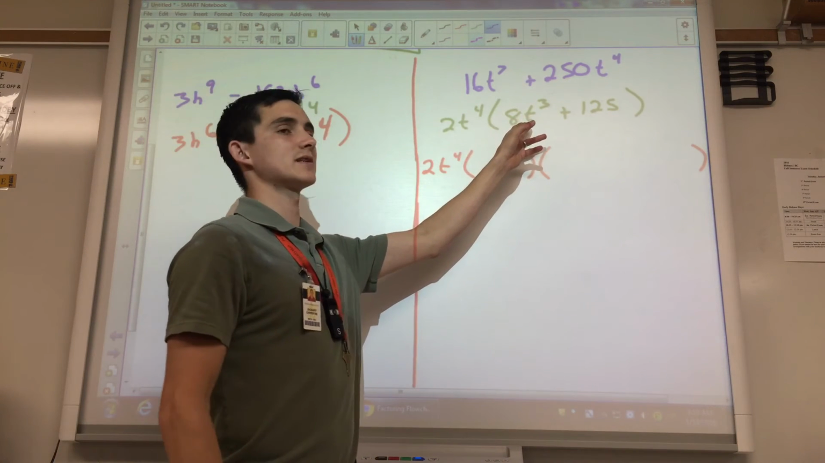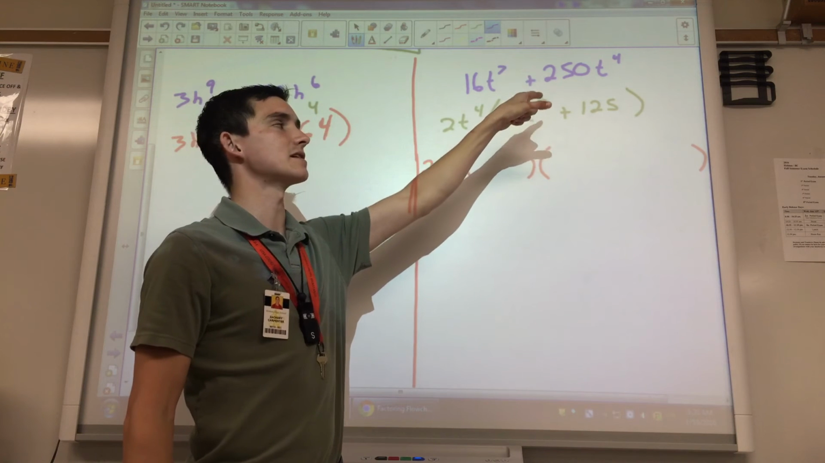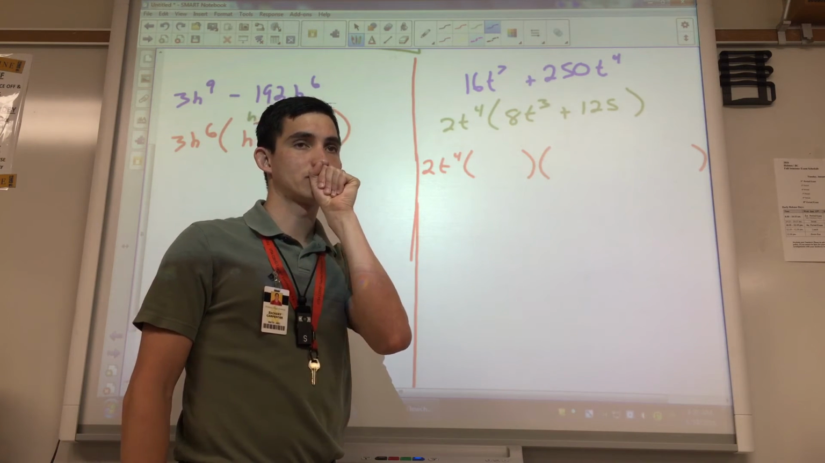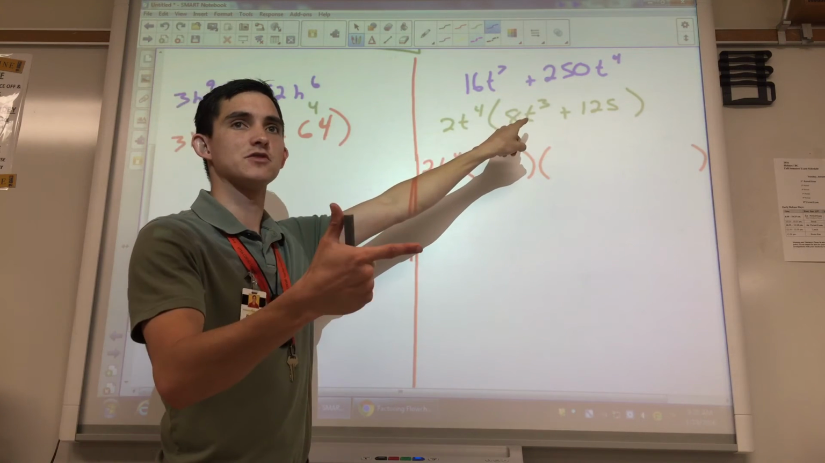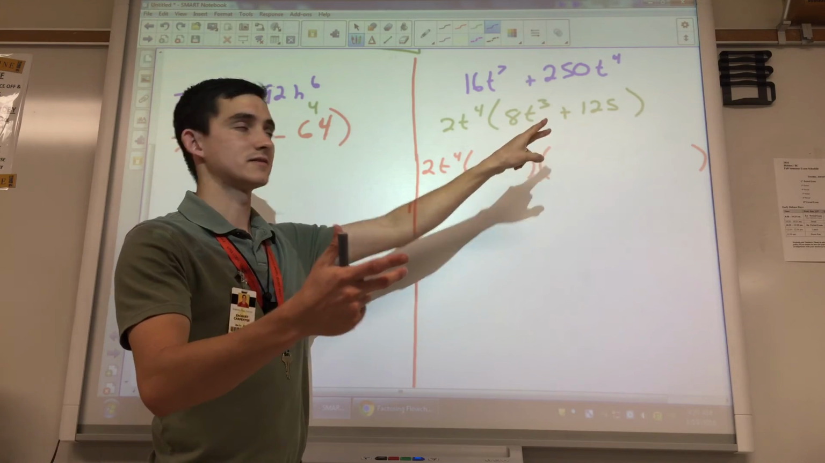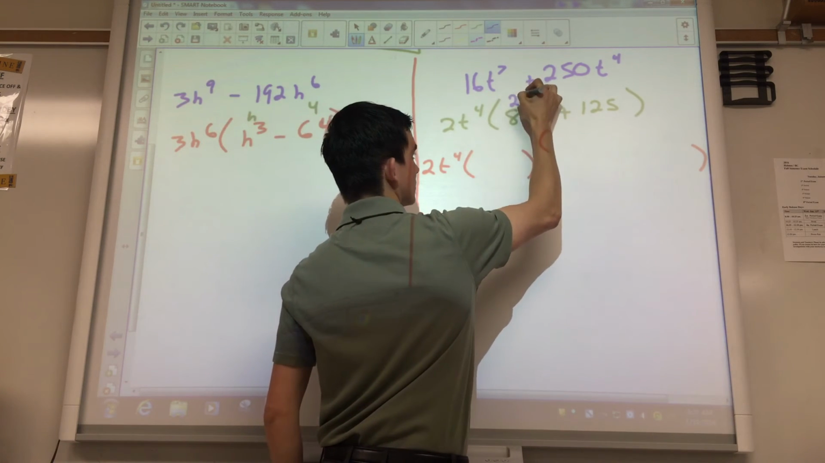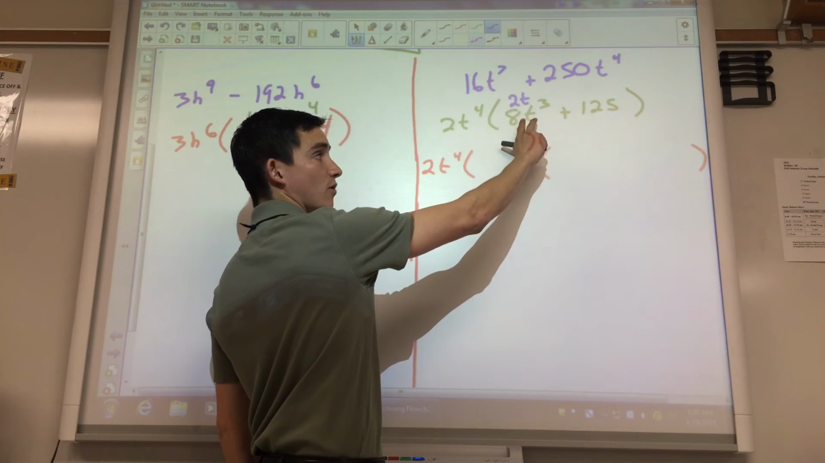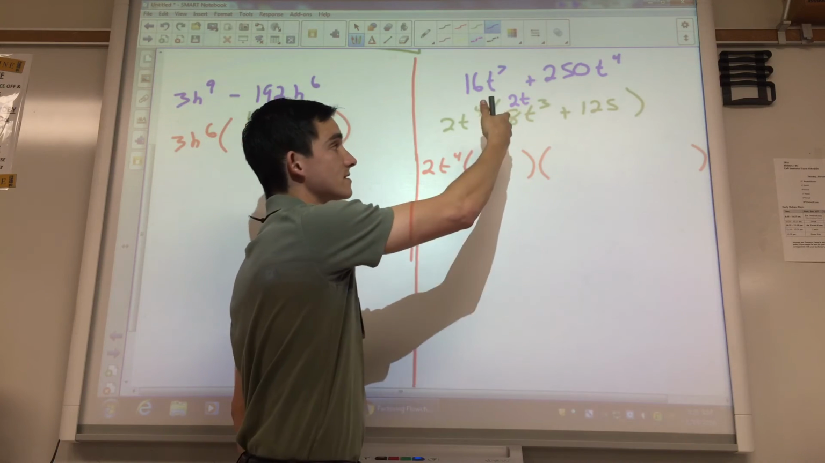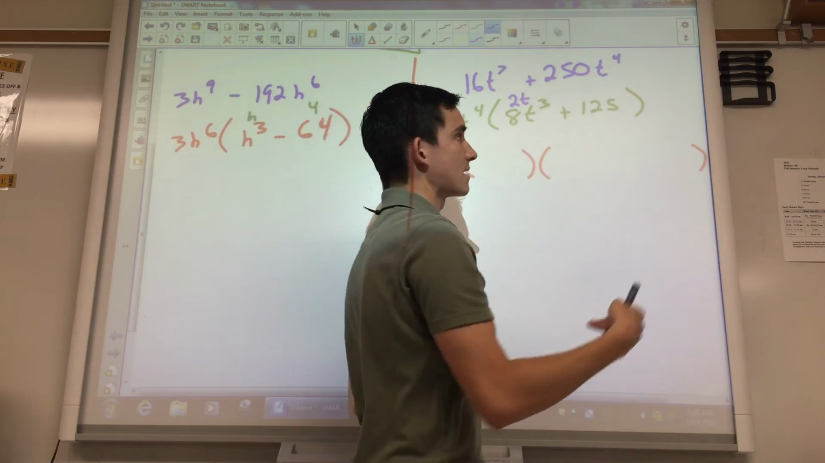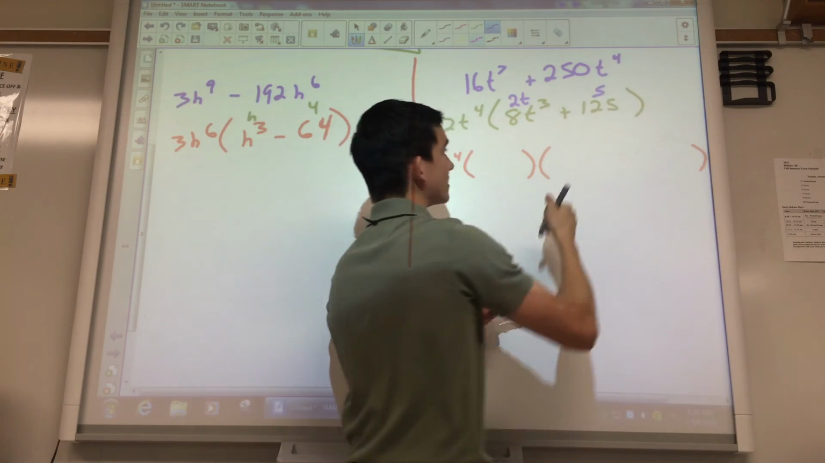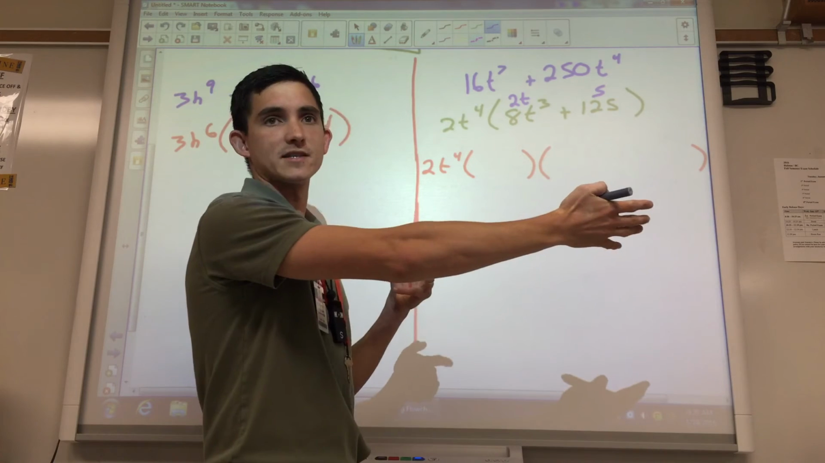When you look at this, what times itself 3 times is going to be 8t cubed? 2 is going to be 8, right? 2 times 2 is 4, times 2 is 8. What about the t cubed part? T, right? So this part needs to be 2t. That's the a value for 8t cubed. Does that make sense? 2t times 2t times 2t is 8t cubed. And then what times itself 3 times is going to be 125? 5 times 5 times 5. So that's your b.